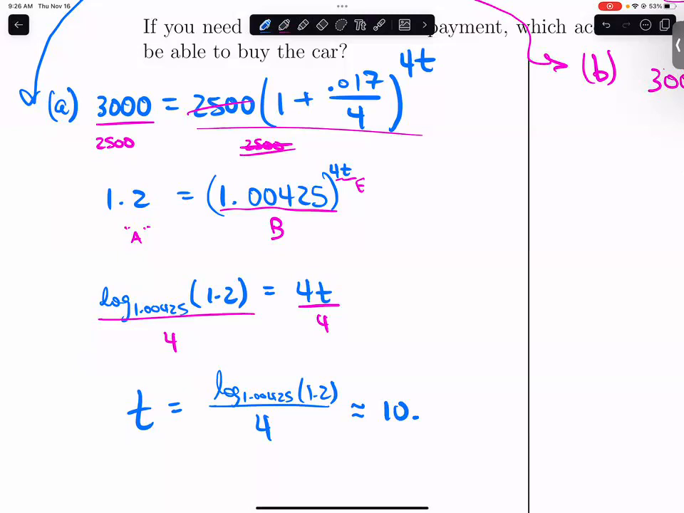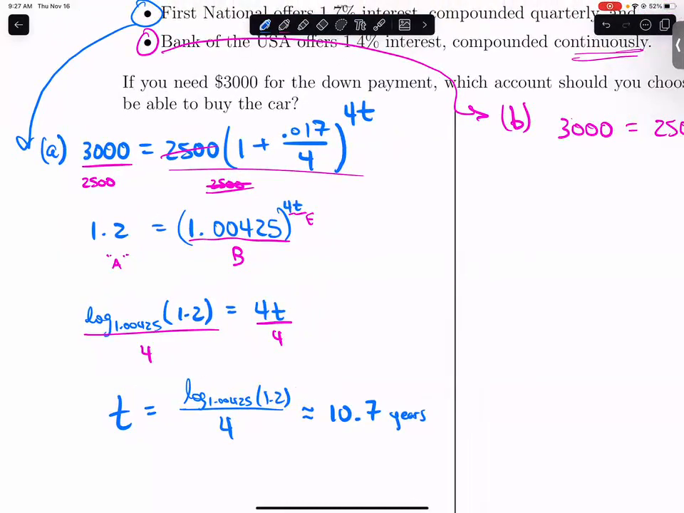If you're not super comfortable with rewriting it as a log with that messy base, using 1.0045 as the base for the log, then you could instead just take the log of both sides, right? Use common log or natural log of both sides and just move stuff around, and you end up at the same place anyway. So it doesn't really matter how you do that. 10.7 years. So probably not really a viable plan for how you're going to save up the down payment on this car.